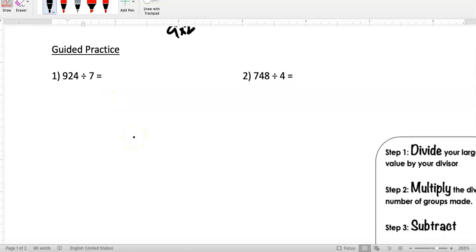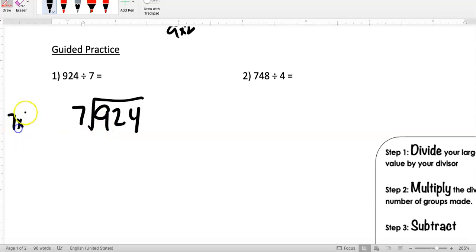So let's go ahead and start with number one. We have 924 divided by 7. I'm going to put 924 inside the house. I have 7 on the outside. I need to figure out how many times 7 goes into 9. I'm going to come on over to the side and start working my multiplication here. 7 times 1 gives me 7. 7 times 2 gives me 14. 14 is too large of a number, so I know that I have to stick with 1. 7 goes into 9 once without going over.